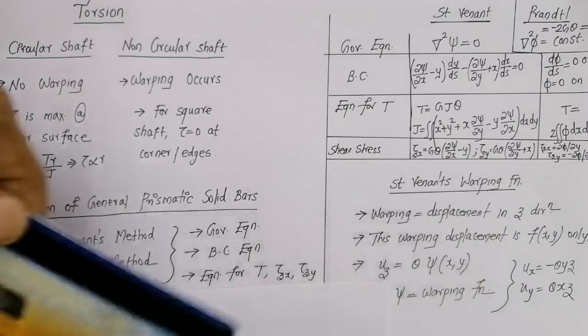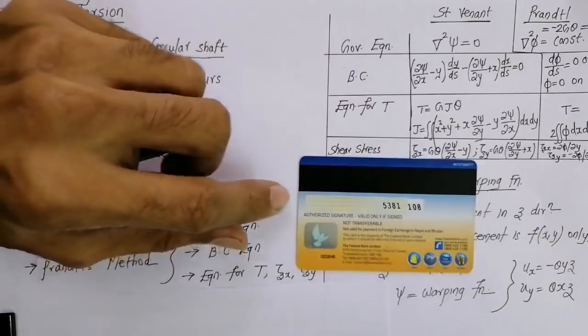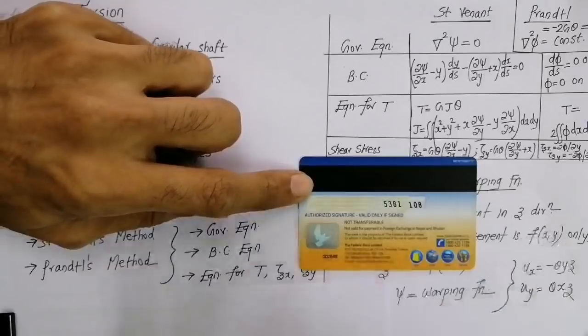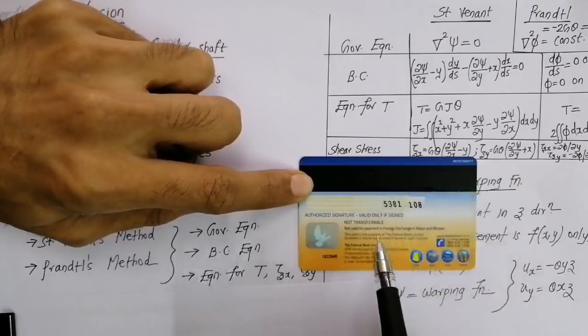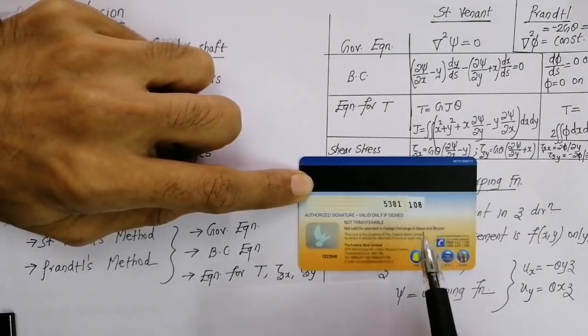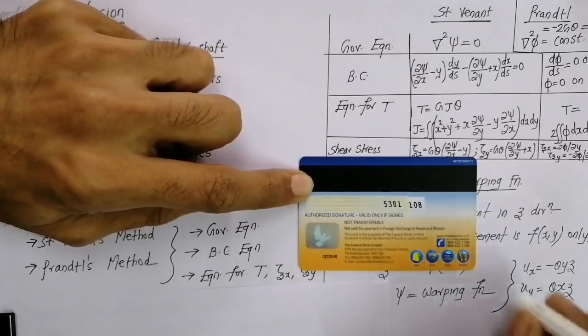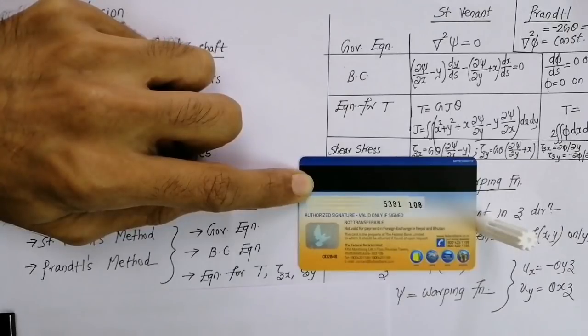Let us take a random rectangular cross section. This is more or less a rectangular cross section. This section lies in the xy plane. This is your x-axis and this is your y-axis. This is the cross section of the shaft. The axis of the shaft lies along the z direction. This is the z axis of the shaft.